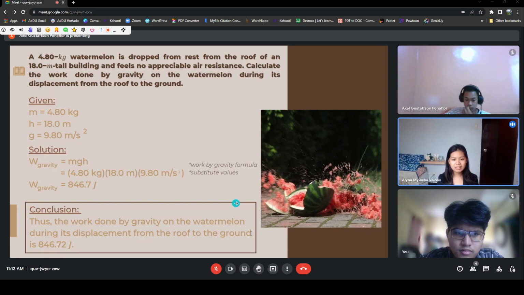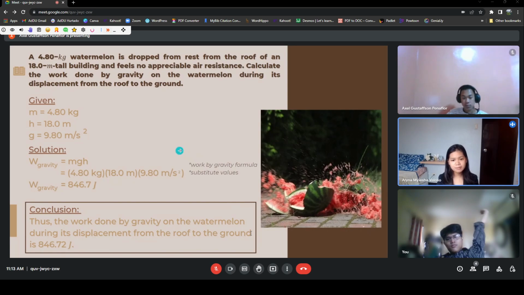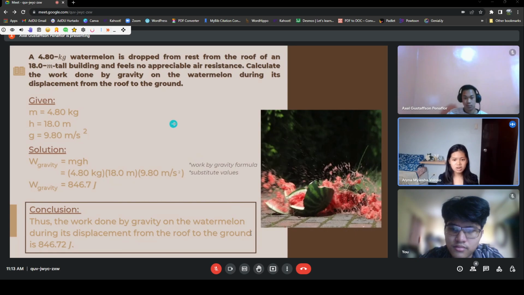By multiplying the three given values, we would have the final answer of 846.72 joules. Thus, the work done by gravity on the watermelon during its displacement from the roof to the ground is 846.72 joules.